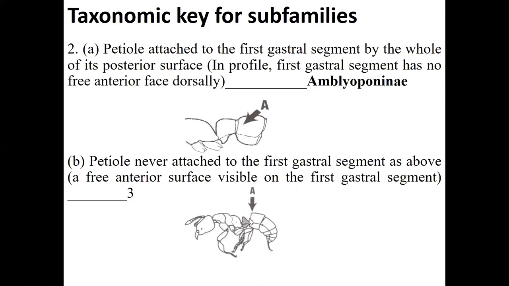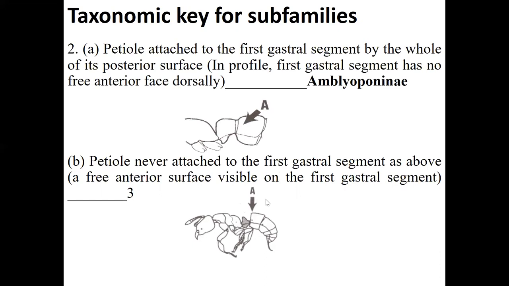For example, in here, this is the petiole, this is the gaster. You find a free space here, right? But in here, there's no such space. Therefore, we consider the petiole has a posterior surface that fully attaches to the anterior surface of the first gastral segment, right? Then it is a member of Amblyoponinae.